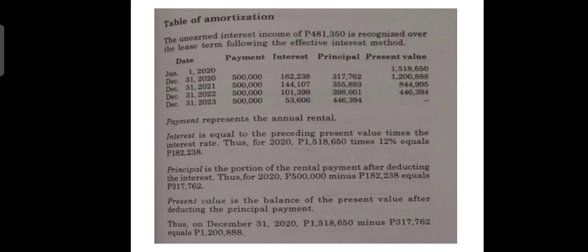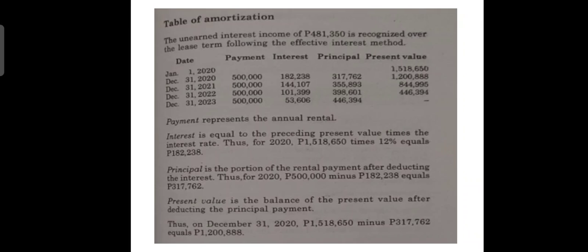On January 1, 2020, the present value is 1,518,650 pesos. And the payment on December 31, 2020 is 500,000 pesos. The payment represents the annual rental. The interest is equal to the preceding present value times the interest rate. Thus, for 2020, 1,518,650 pesos times 12% equals 182,238 pesos, and you can see that in the interest.